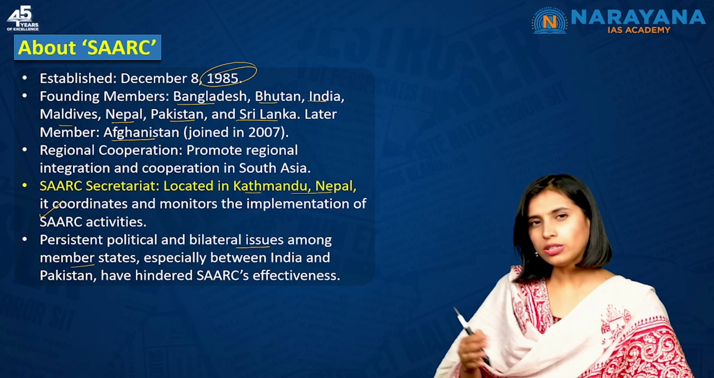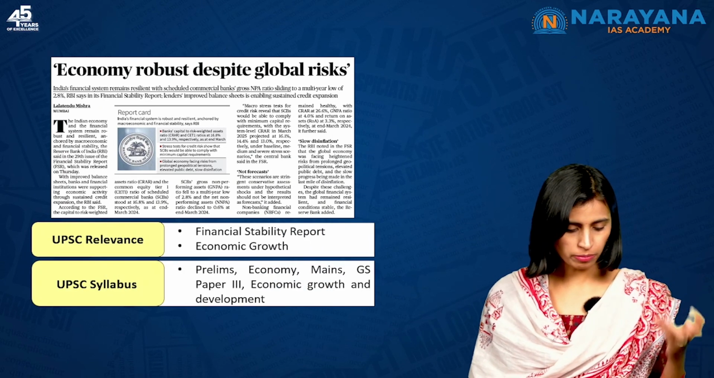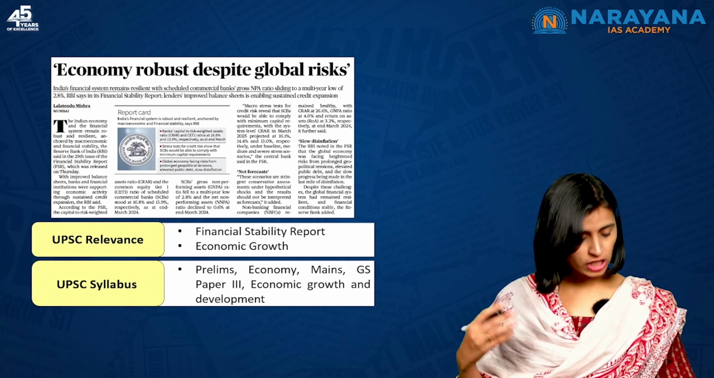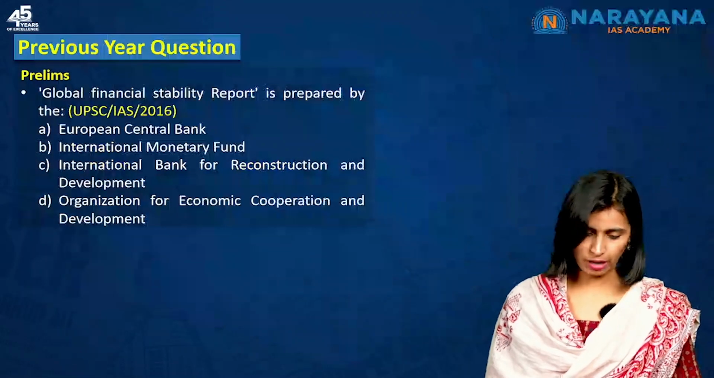Now let's move on to the next one. Moving on to the next article, that is, the economy is robust despite global risk. This we're talking about from the Financial Stability Report released by the RBI, which is part of the GS Paper 3 Prelims, that is economic growth and development.